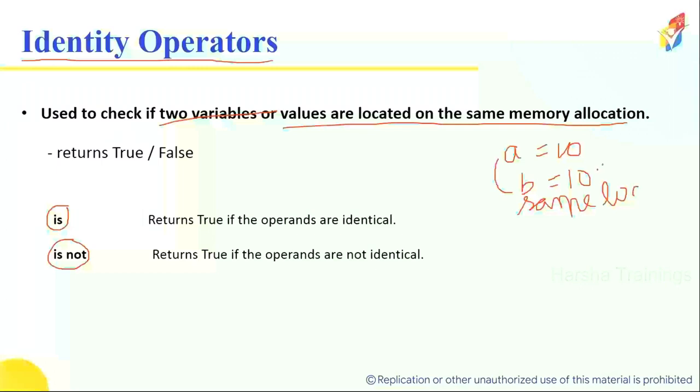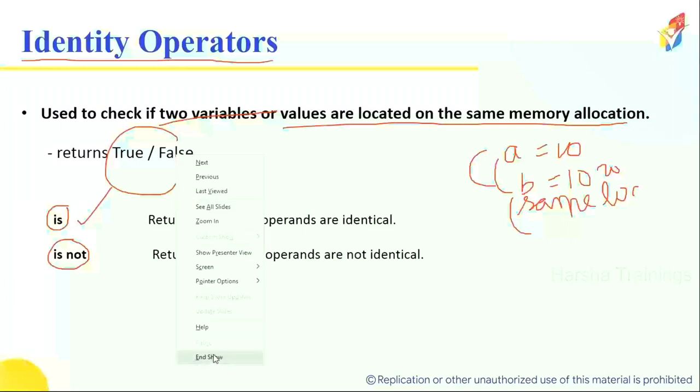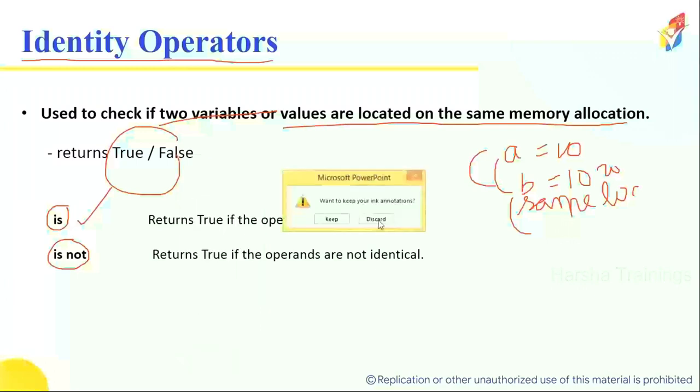For example, if B value is 20, then B will be stored in a different location. Now, I wanted to check whether two memory locations are same or not. For that, I will use the is and is not operations, which always return true or false. Shall I demonstrate with beautiful examples?